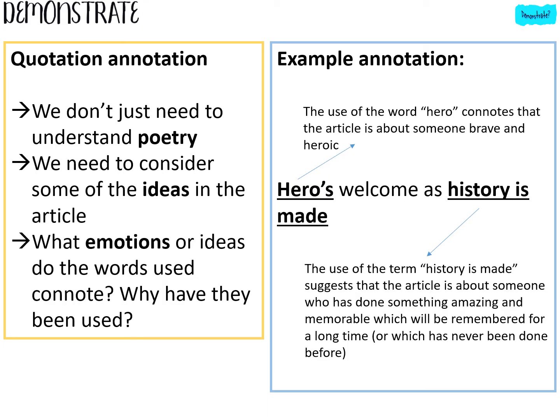Previously, we've learned how to annotate poetry, but we don't just need to understand how to do that. We need to think about how we can understand factual articles as well. We need to consider some of the ideas in the article, and the emotions and the ideas the words used have been designed to connote. Why did the journalist choose to write the article in the way that they did? So we're going to think about annotating parts of the article.